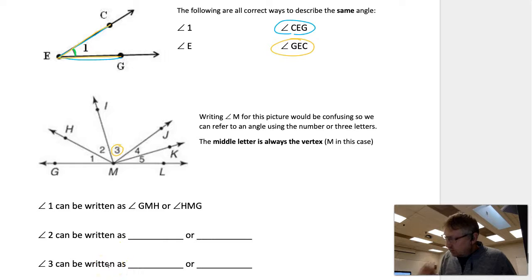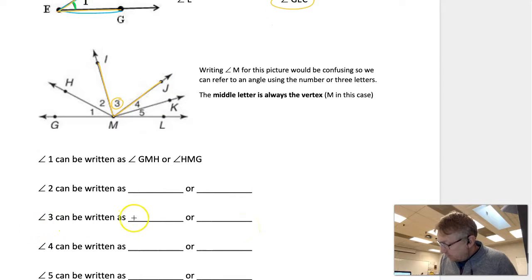If you don't put the numbers in there, you can still use the 3-letter system. As in, if I go from I to M to J, that is the same as angle 3. Angle 3 can be written as angle IMJ. Totally works. You can use the 3-letter system, or you can put a number or other symbol in the angle, and then just call it angle 3. You could also go from J to M to I. I'm not sure if you can see my pen working. Angle JMI. That's the one way to write angle 3.